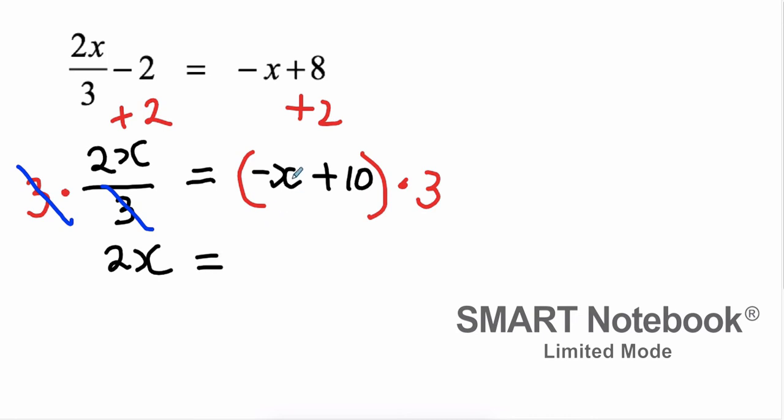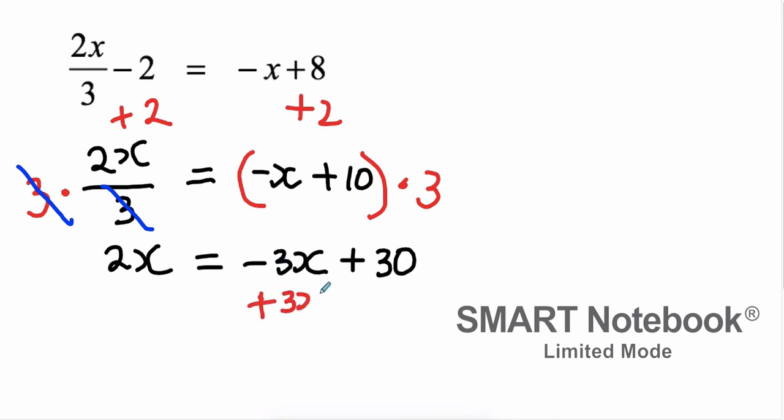And on the right-hand side, don't forget the distributive property. So I will have negative x times 3, so negative 3x. And then positive 10 times 3, which is plus 30. Now, we have x on both sides, and that is something we do not want. So how can we make sure that there is only one x on one side and a number on the other side? What we could do now is remove this minus 3x from the right-hand side. We are going to get rid of it by doing the inverse operation.